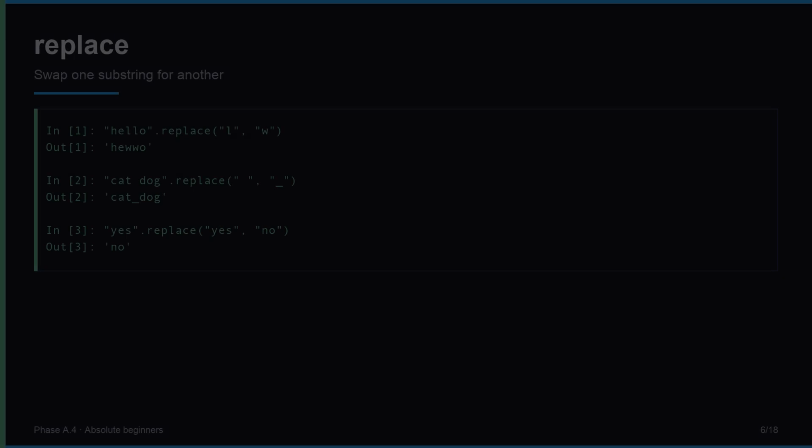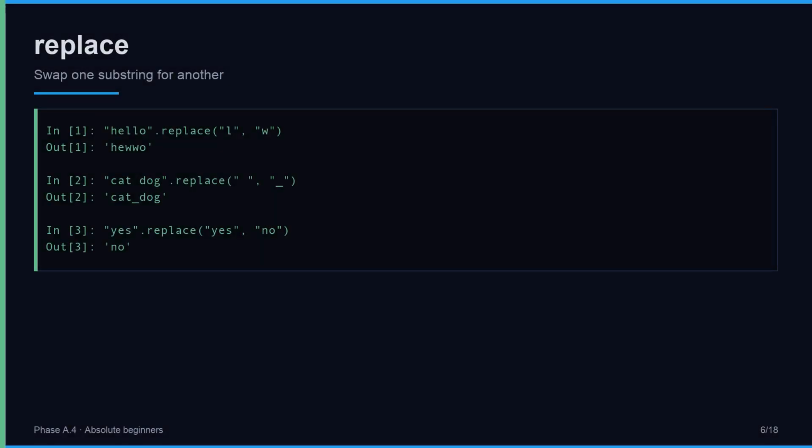Replace takes 2 arguments, what to find, and what to put instead. hello.replace L and W gives hewwo, every L becomes W. cat space dog.replace space and underscore gives cat underscore dog. Replace is how you clean up text, swap spaces for underscores, remove unwanted characters, fix common typos.